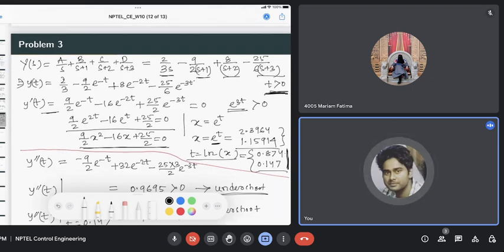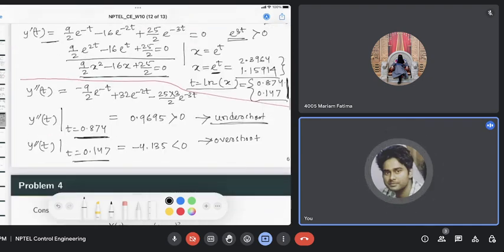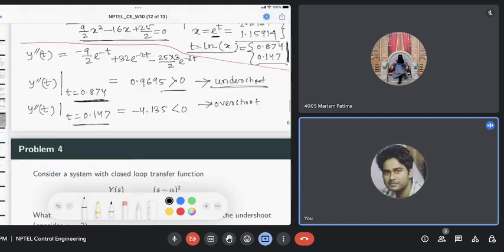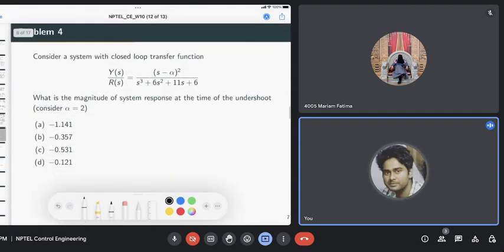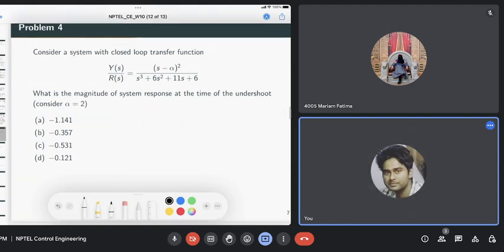Then we have to verify whether that point is a minimum or maximum. That can be verified by the second derivative, right? If it is positive, then at that time a minimum will occur, or in this case this is the undershoot, right? Okay, so again the same question, we have alpha equal to 2, then we have to find what is the magnitude at this undershoot point.